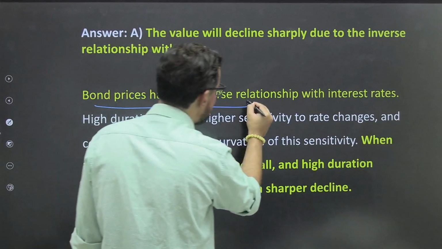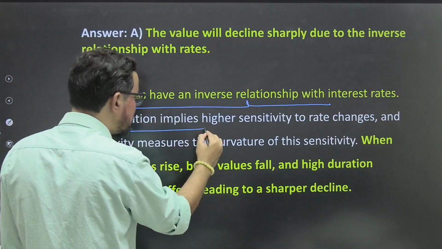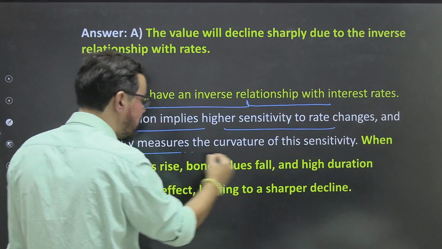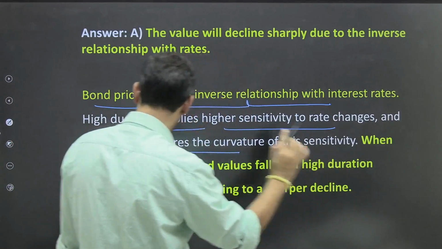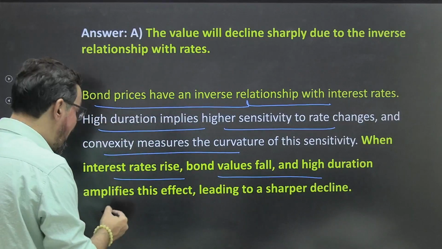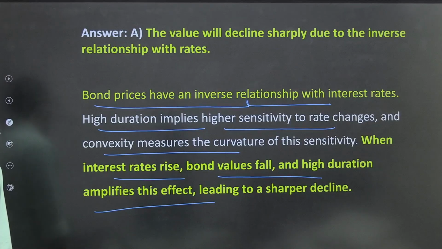So bond prices have an inverse relationship with interest rates. High duration implies higher sensitivity to rate changes, and convexity measures the curvature of that sensitivity. When interest rates rise, bond value will fall, and high duration amplifies this effect, leading to a sharper decline. Okay? So option A was the right answer for this one.